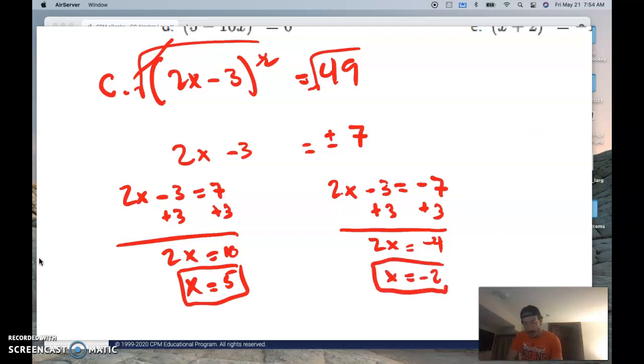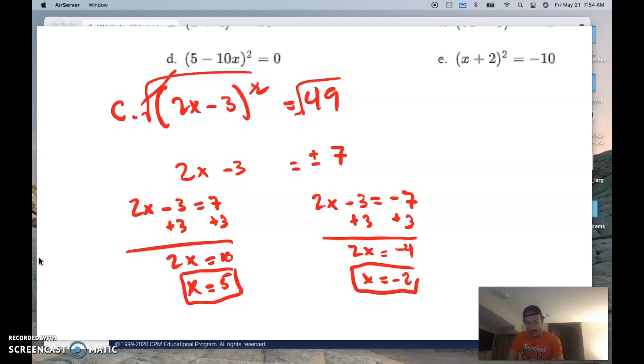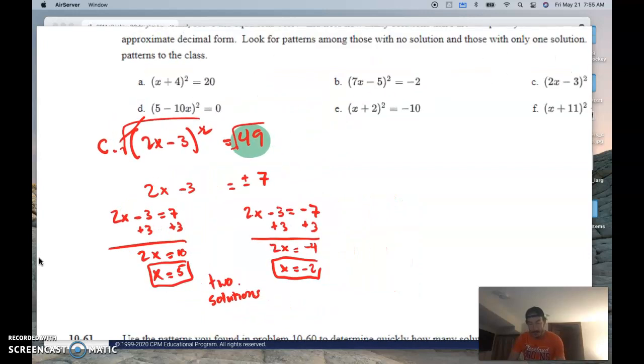So I've got two solutions here, and what I notice is in letter C, when I've got my quantity squared equal to a positive whole number, specifically a perfect square, I've got two solutions. I'm just going to make that note. Two solutions. Okay? That said, letter C is done. Let's go ahead and check out letter A.